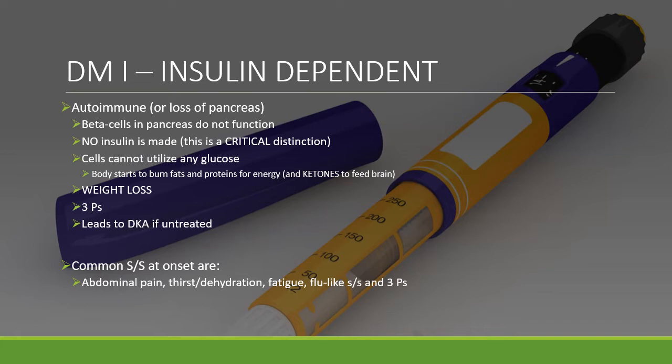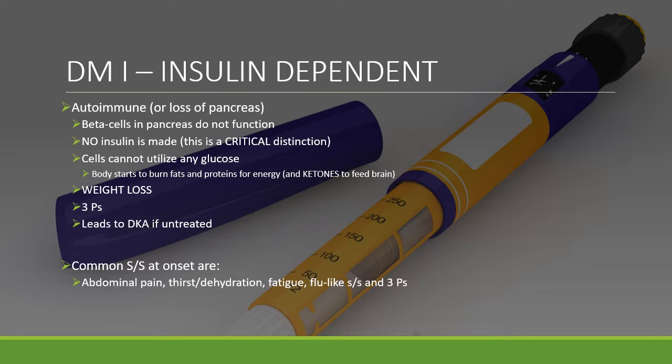So let's start our discussion with diabetes type 1, or diabetes mellitus type 1, which is an insulin-dependent diabetic. This was oftentimes referred to as a juvenile onset diabetic, but we're getting away from those terms. This is usually an autoimmune disorder. So either the person had a virus and then the body attacked the pancreas afterwards, or something happened and they lost their pancreas, like they had a trauma to the pancreas.